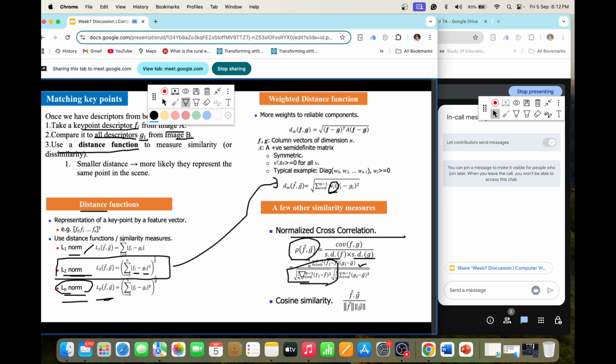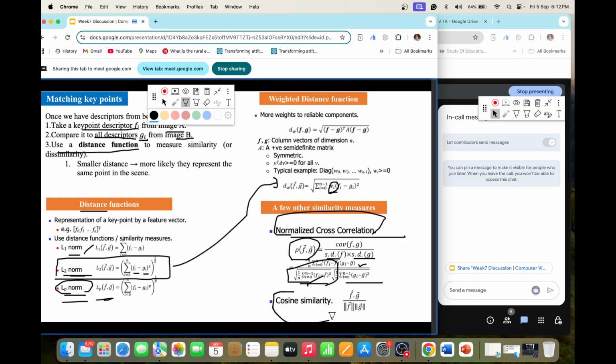What is standard deviation of f? Standard deviation is nothing but root over variance. So this whole thing is variance, 1 by n summation i equals 0 to n minus 1 of (fi minus f mean) square. If we put a square root over it, that is standard deviation of f. Similarly, we have standard deviation of g over here. By this we can measure the similarity, normalized correlation.